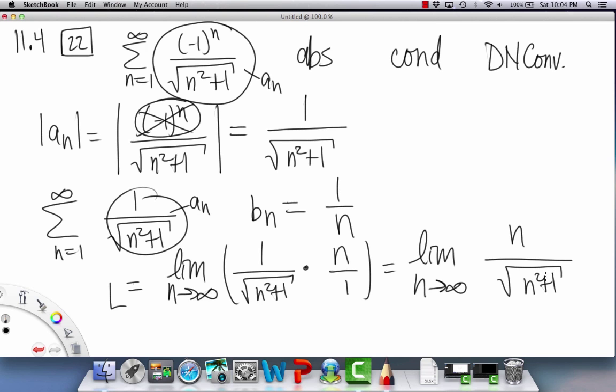It doesn't look like much, but there's a variety of ways you could do this. You could either divide, or multiply by 1 over n on top and bottom. But I'm actually going to take a different approach where we turn this into f of x form and then evaluate it from there. So I'll continue this on the next slide.